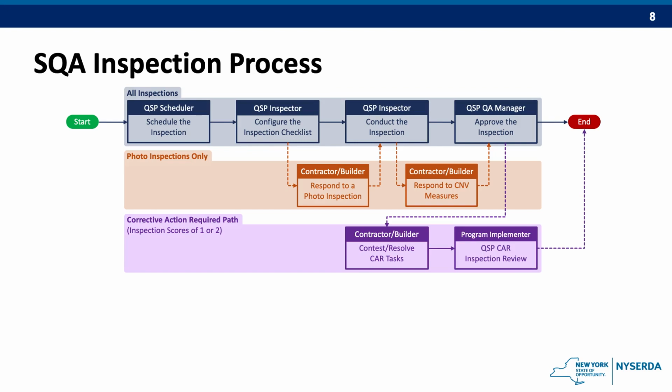Once all CAR tasks are either resolved or contested by the contractor or builder, the program implementer will review these tasks. If any resolved or contested CAR tasks are rejected by the program implementer, the inspection is again returned to the contractor or builder for remediation. Additionally, the NYSERDA QA manager may also review contested tasks regardless if they are approved or rejected by the program implementer.